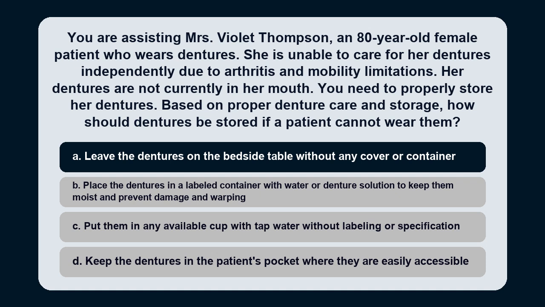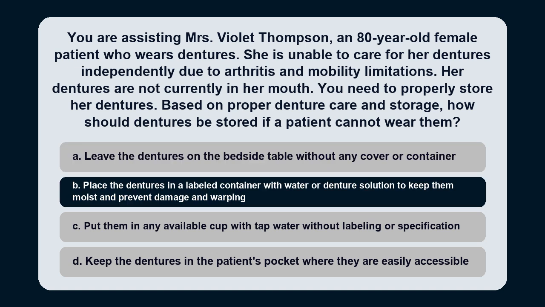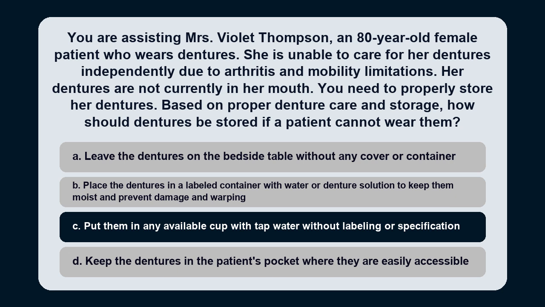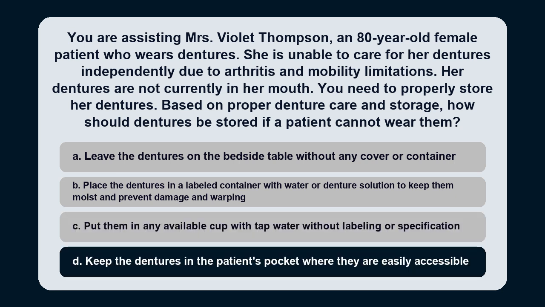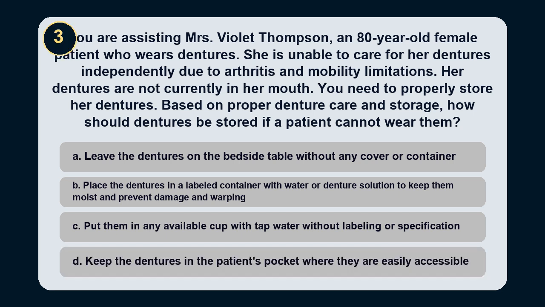Option A. Leave the dentures on the bedside table without any cover or container. Option B. Place the dentures in a labeled container with water or denture solution to keep them moist and prevent damage and warping. Option C. Put them in any available cup with tap water without labeling or specification. Option D. Keep the dentures in the patient's pocket where they are easily accessible.